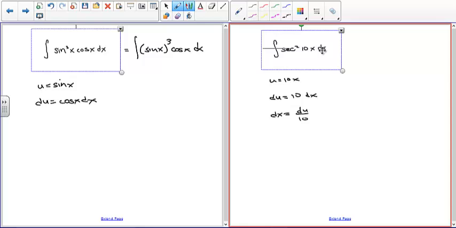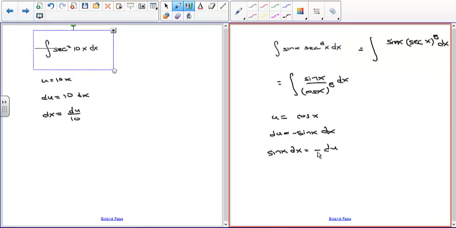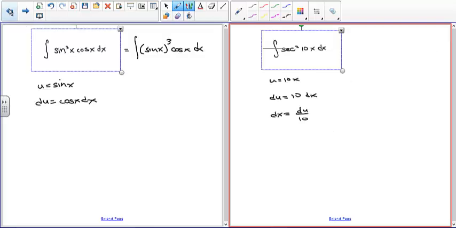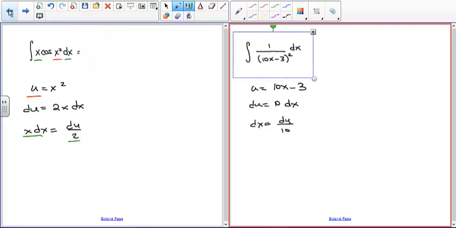Here I've got dx. Here I've got 10 dx. So I solve for dx. dx is du divided by 10. And then the last one, I've got du is equal to negative the sine of x dx. Up here I have the sine of x dx, so I just multiply both sides by negative 1. So I get the sine of x dx is equal to negative du.